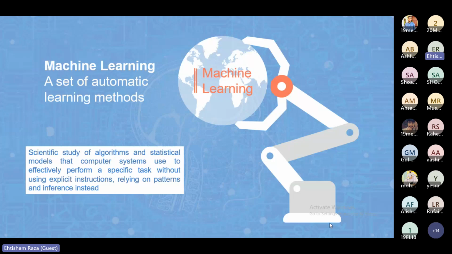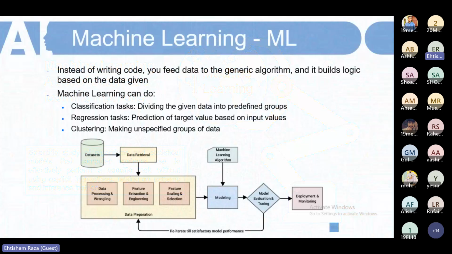So in machine learning, instead of writing code, you feed data to a generic algorithm. In machine learning, the data is the oil of your project. If you have data, then you can implement your machine learning system. All your machine learning system is dependent on the data.